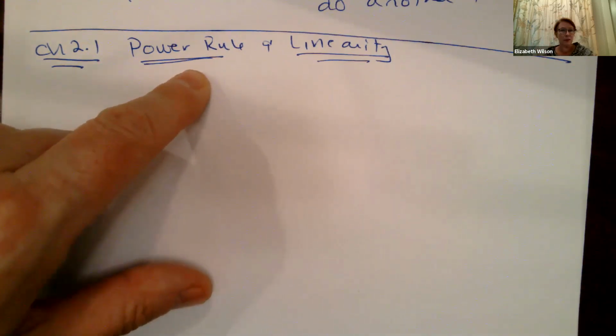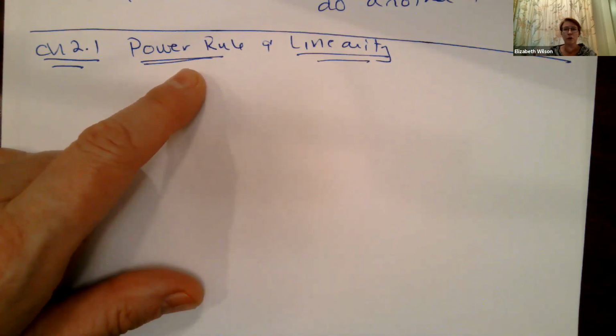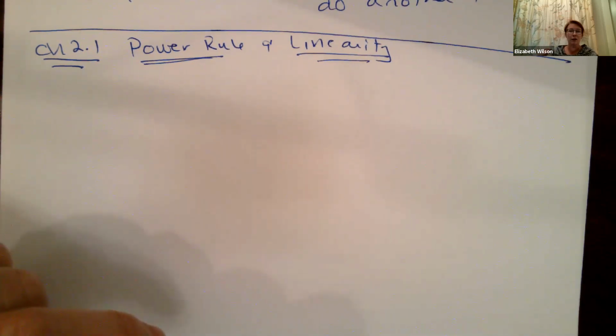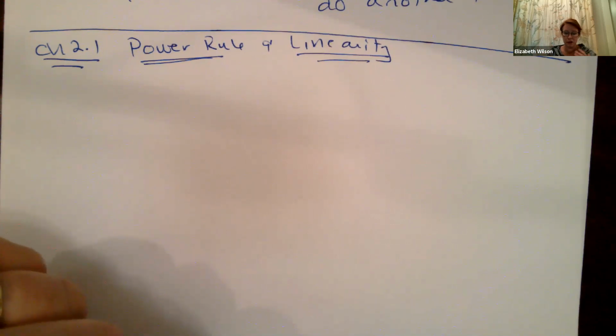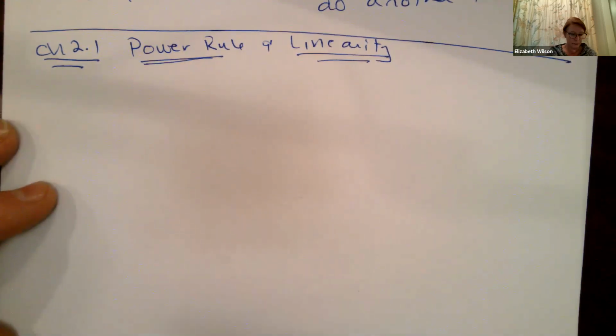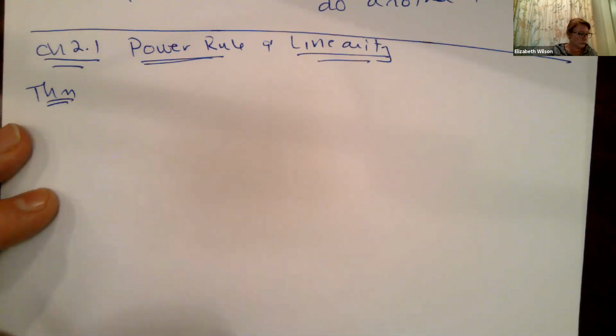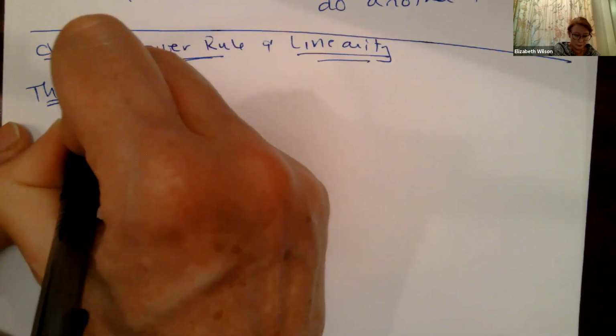Now, the same thing with what we're going to learn in chapter 2.2, I think, the product rule and the quotient rule. They all come from our definition of the derivative. So these are all things that are going to give us shortcuts, so I don't have to go through the limit every time. Well, let's go ahead and jump right in. So our power rule.